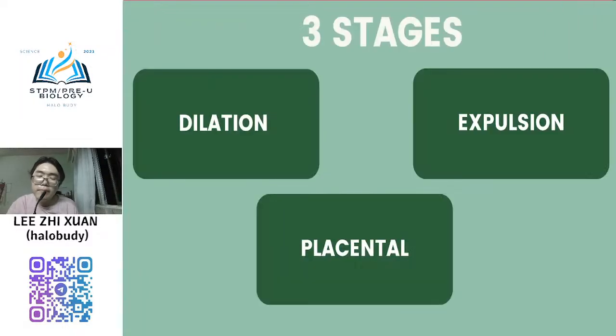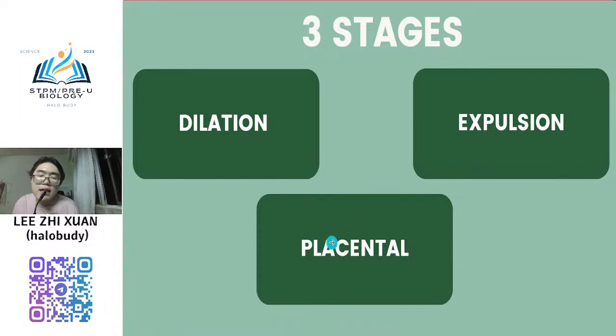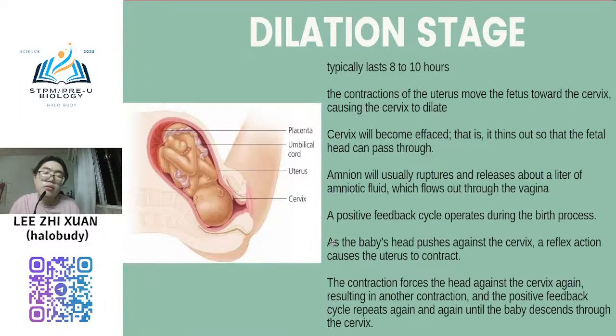Okay, so there are 3 stages you need to know: dilation, expulsion, and placenta. The first stage is dilation, the second stage is expulsion, the final stage is placenta. So okay, we will see the stages one by one. This is the dilation stage, meaning that your cervix becomes more dilated.